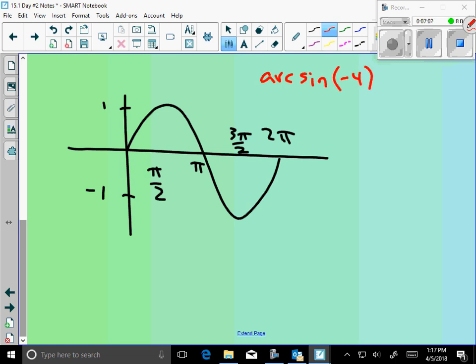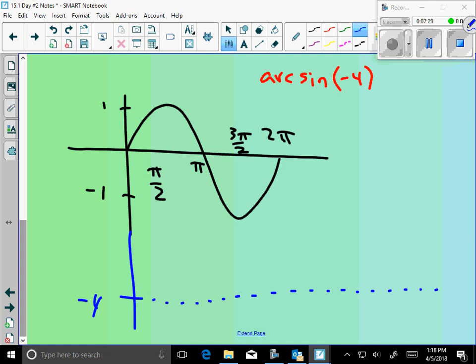Okay, where is -4 on the y-axis? Way down here, right? Not to scale. Does the graph ever cross -4? No. So if you're taking the arc sine, arc cosine of a value, what can that value not exceed? 1 or -1?